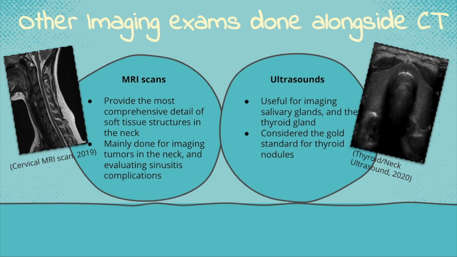Ultrasounds are useful for imaging salivary glands and the thyroid gland. Ultrasound is considered the gold standard for thyroid nodules. Some advantages of ultrasound are that it is low cost, readily available, has short exam times, and there's no exposure to ionizing radiation. A disadvantage of ultrasound is that it is greatly dependent on the technologist.